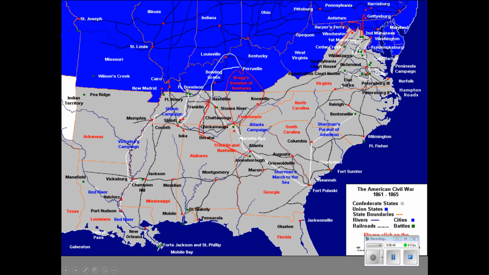But the Confederate capital was at Richmond, and the North was not going to win the war until they had defeated the main Confederate armies, and that meant winning in Virginia, and they found that to be very difficult.